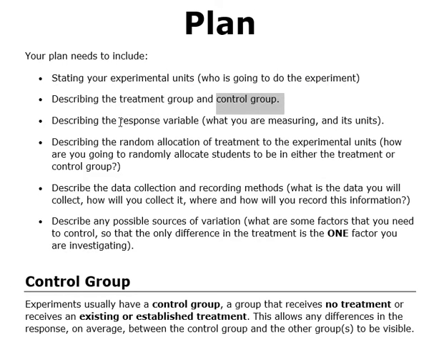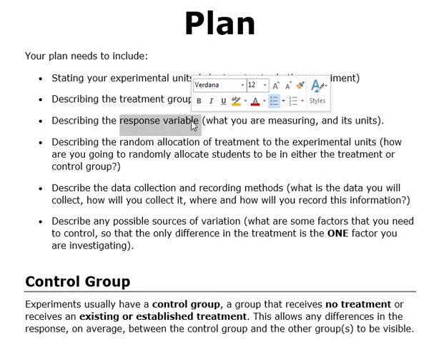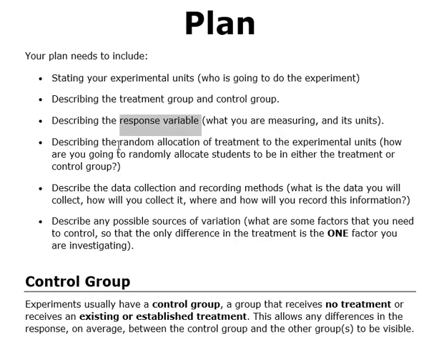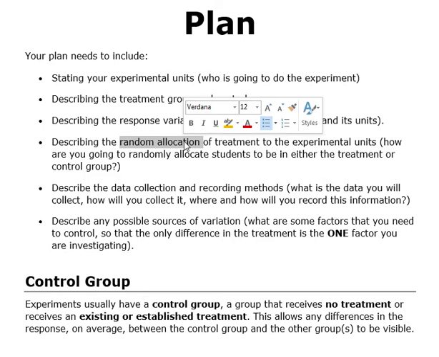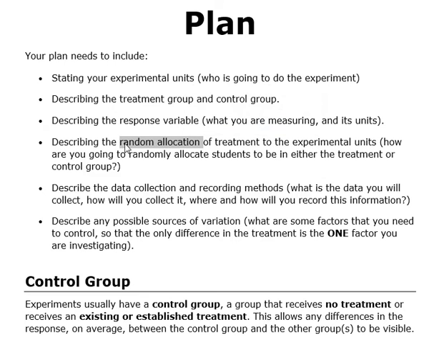We need to know what your response variable is. So what is it that you're measuring and what units? How are you going to measure it, what instruments are you going to use, and what exactly is it? Then we need to specifically talk about our random allocation, because this is what makes it an experiment, not an observational study: being able to randomly allocate our treatments to the experimental units.